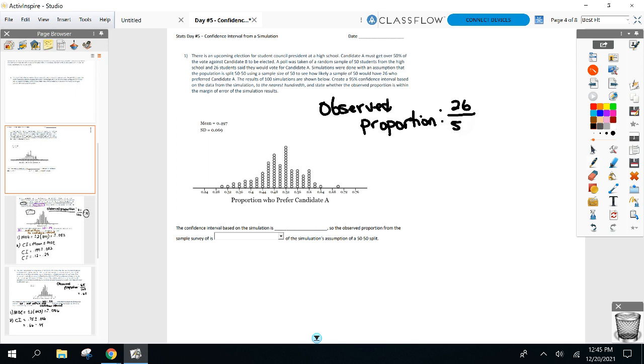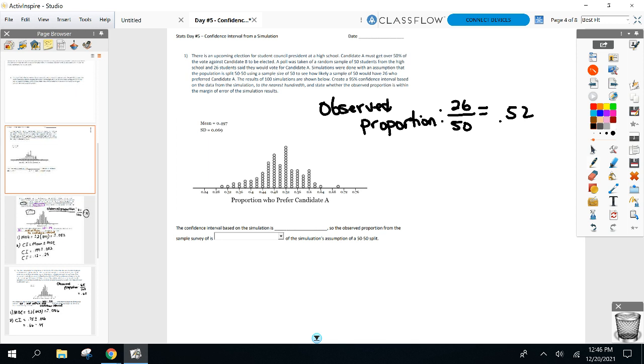Anybody got a little decimal action there? 26 out of 50. Oh, so candidate A is like, hey, I'm in the money here. I'm going to win. Well, that's easy. Let's see, because if that's an unlikely result, you got some tougher times coming. But if that's likely, then you're probably good to go here with the election. So let's see if 0.52, if we could see on the dot plot, any predictions?